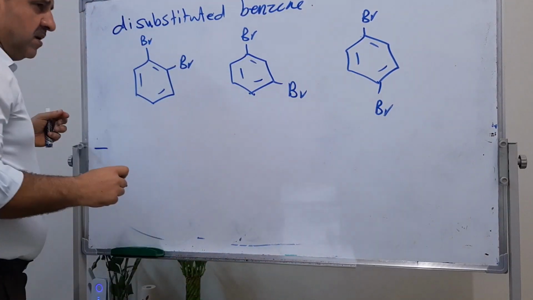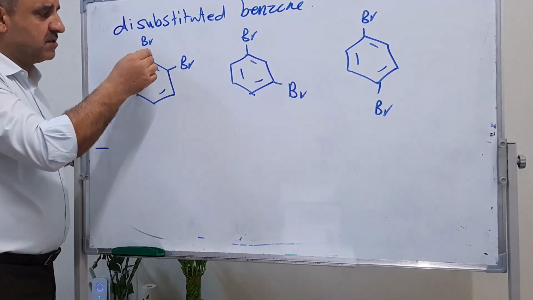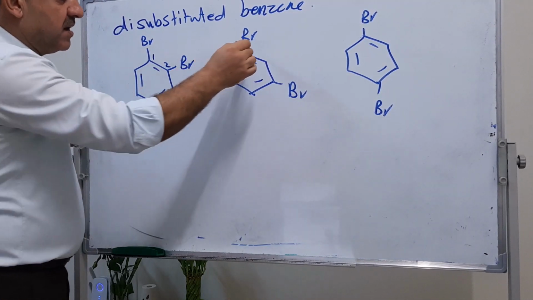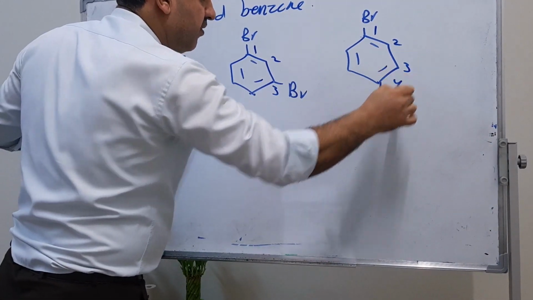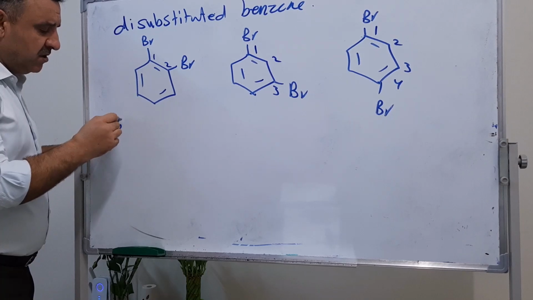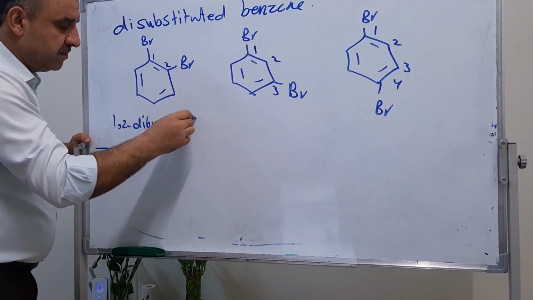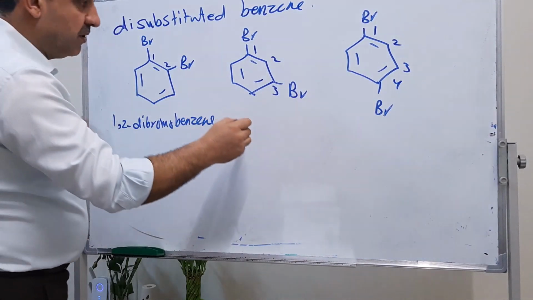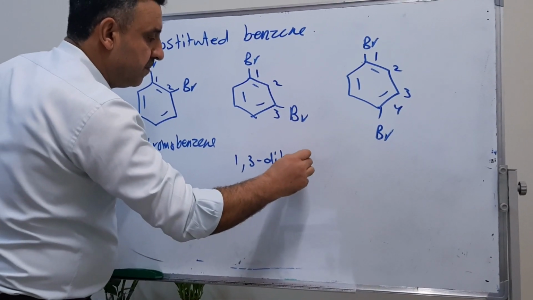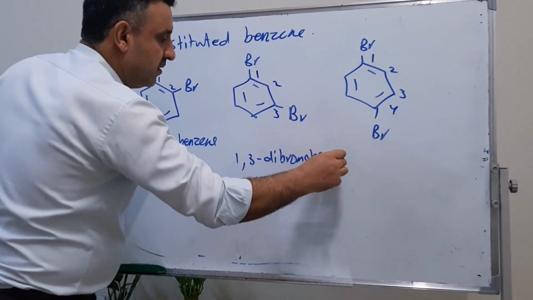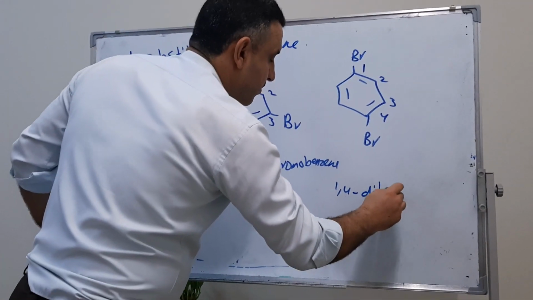In this case, we simply have to name the two substituents and then we have to number the system. Of course, the number here will be 1, 2. The number here will be 1, 2, 3. The number in here will be 1, 2, 3, 4. So the name will be 1, 2 dibromobenzene. In this case will be 1, 3 dibromobenzene. And in this case will be 1, 4 dibromobenzene.